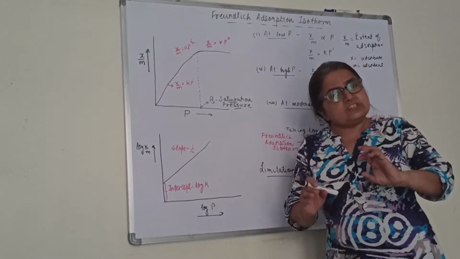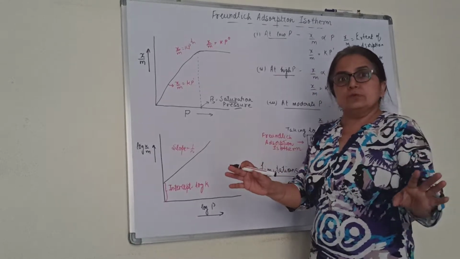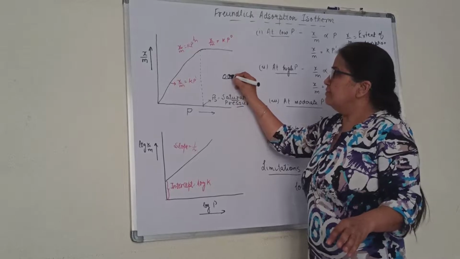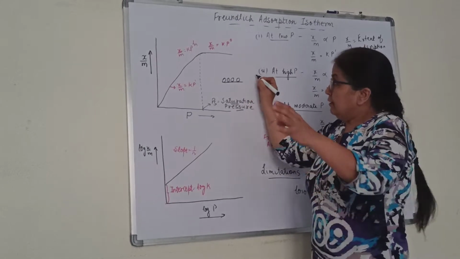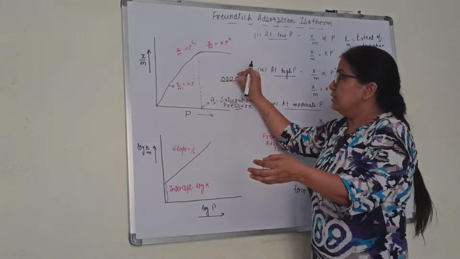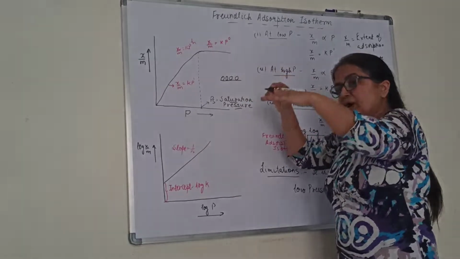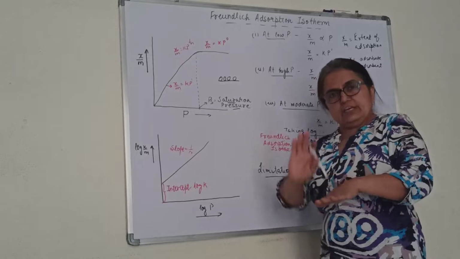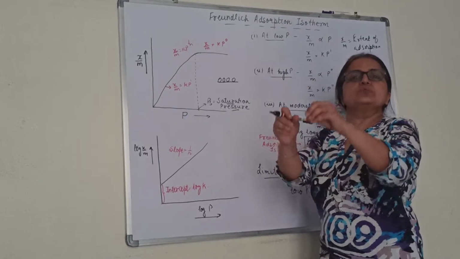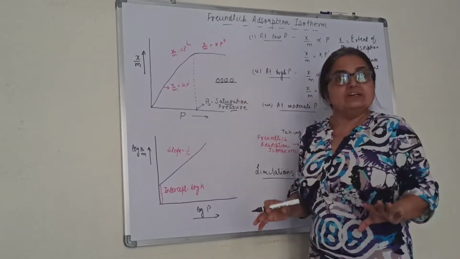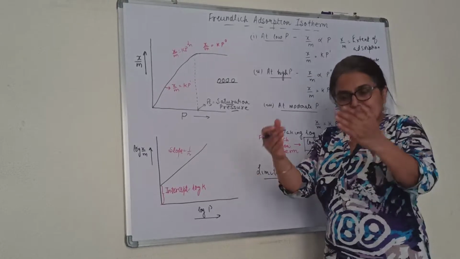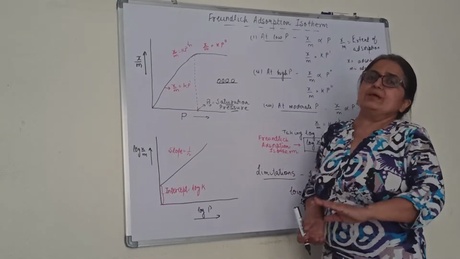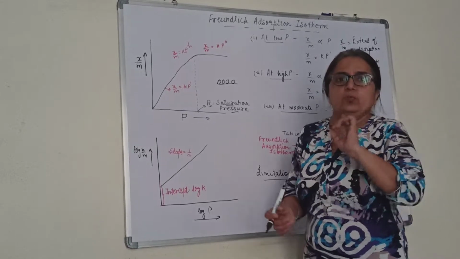That doesn't mean the reaction stops. It continues. So what happens? This is the adsorbent surface. It is covered with adsorbate. When we have increased the pressure, it has acquired equilibrium. That means adsorption and desorption both take place with equal rate. It appears as if no more adsorbate is coming and getting adsorbed. Actually, both processes are taking place simultaneously with equal rate.